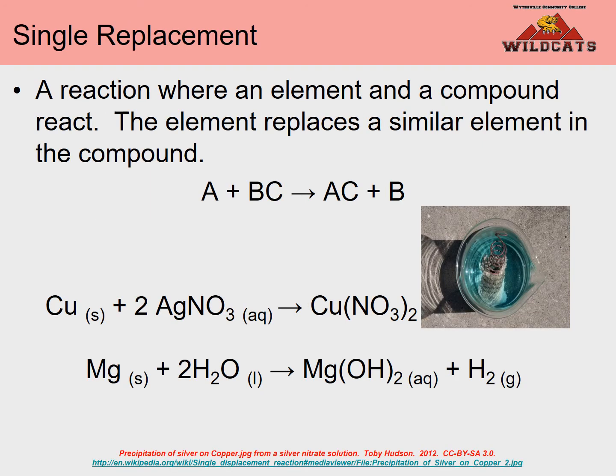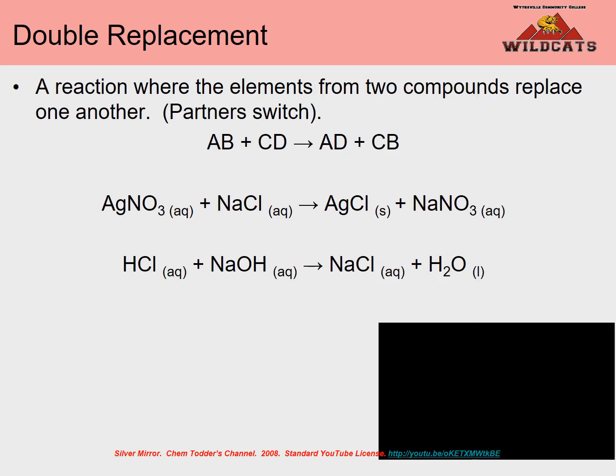A single replacement reaction is a reaction where an element in a compound replaces another element in another compound. In our examples here, you'll notice that the copper's kicking off the silver and the magnesium's kicking off hydrogen. A double replacement is basically when 2 compounds kind of flip over and switch with each other. Notice the Ag and the Na are switching places in the top equation, and the hydrogen and the sodium are trading places in the bottom equation. That bottom equation is also known as an acid-base neutralization reaction.